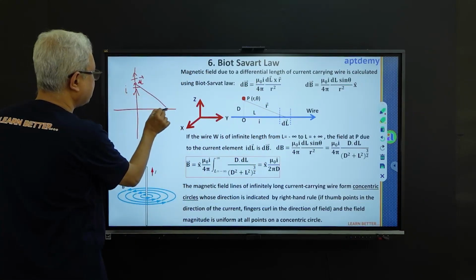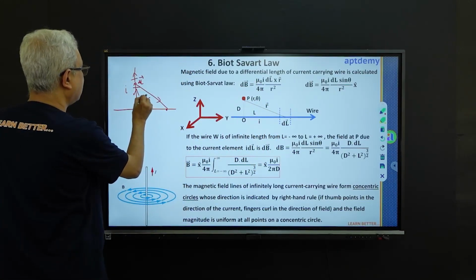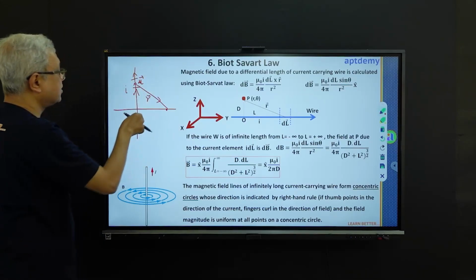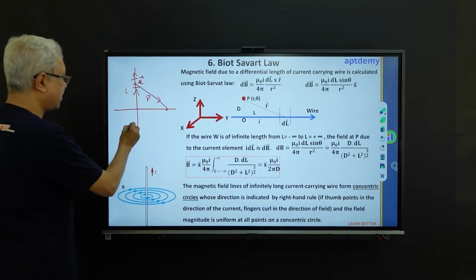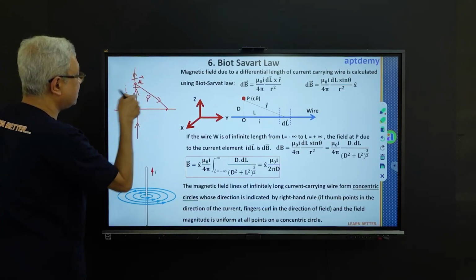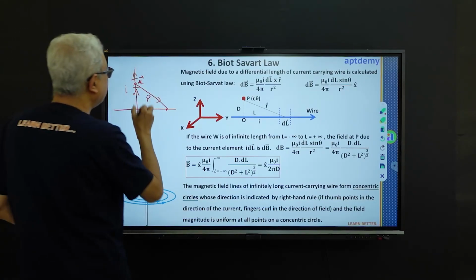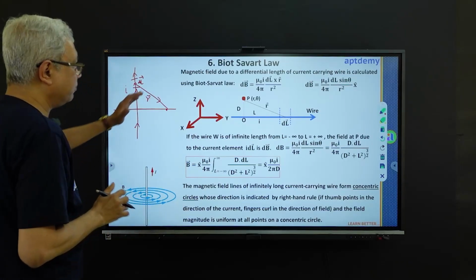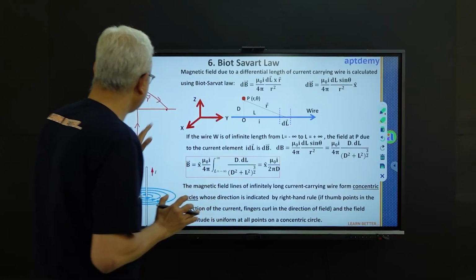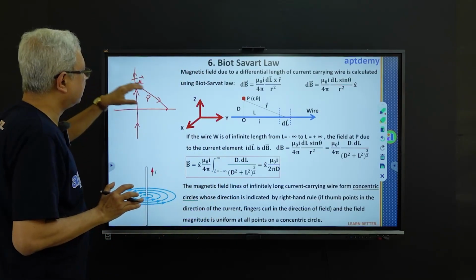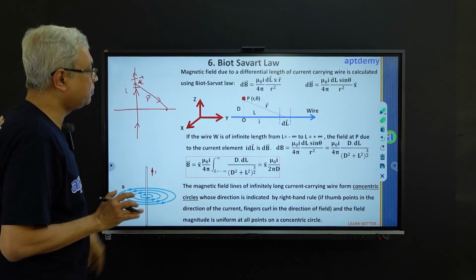So r vector is this vector. In this diagram, dl cross r vector is into the plane of the board. Using the vector cross product convention, you can find the direction of magnetic field at any point.